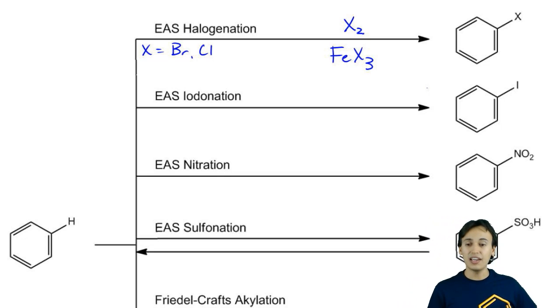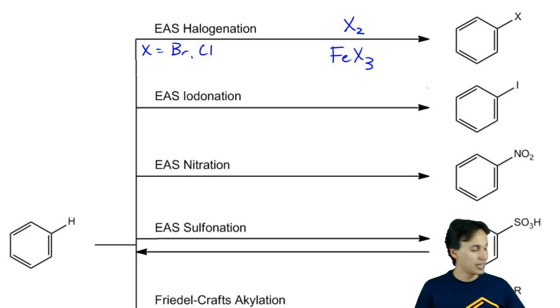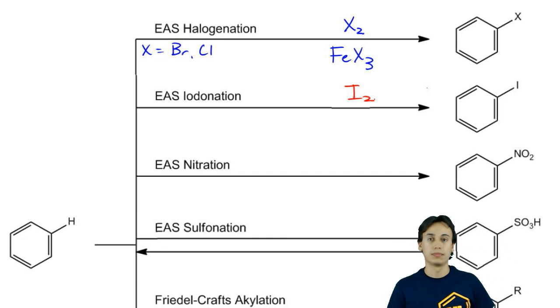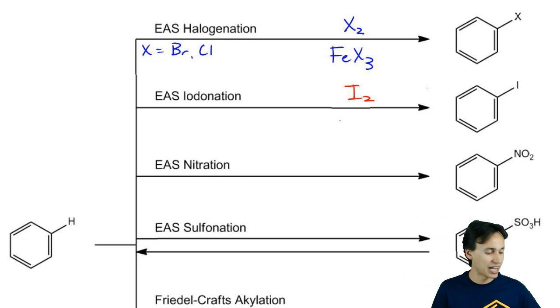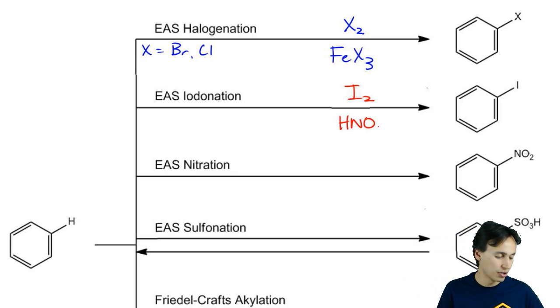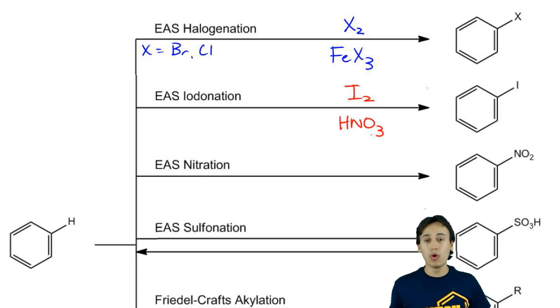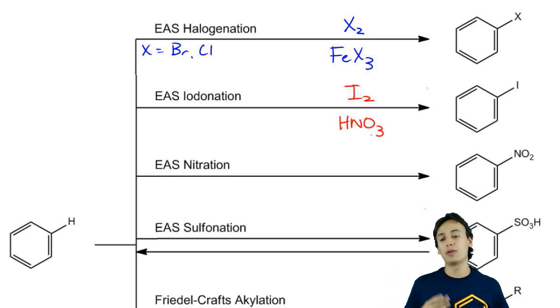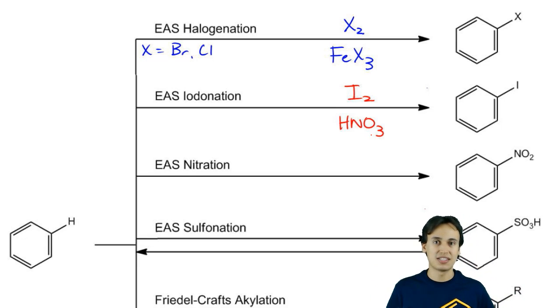It turns out that iodination is a little bit tricky. Iodine does not react with the Lewis acid catalyst of iron and 3 halogens to perform this EAS reaction. So we're going to have to use nitric acid instead, HNO3. Okay? So that's one little peculiar thing that you have to memorize: that in order to put an iodine in a benzene, we're going to need to use nitric acid, not our iron Lewis acid catalyst.